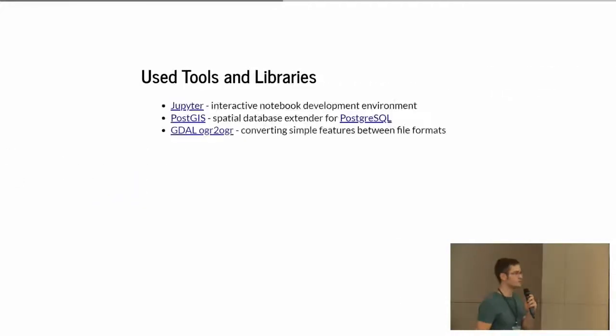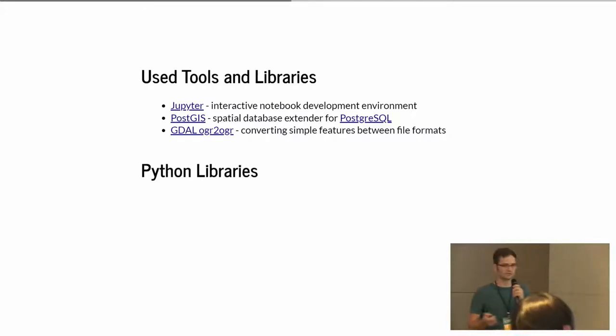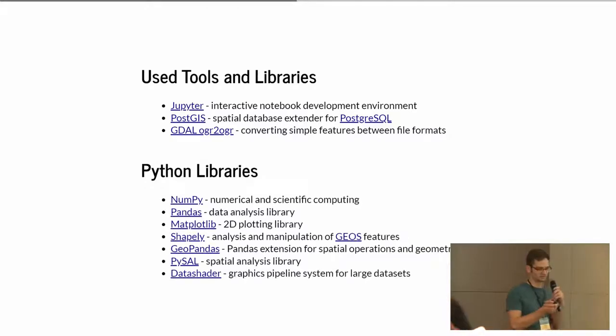And the tools I used, so I used mainly Jupyter, which also created this presentation. It's like a notebook environment where you can have text and code together. And then I used PostGIS, which is the spatial database extension for PostgreSQL. And finally, I used GDAL for the conversions. And all of this was made with Python.